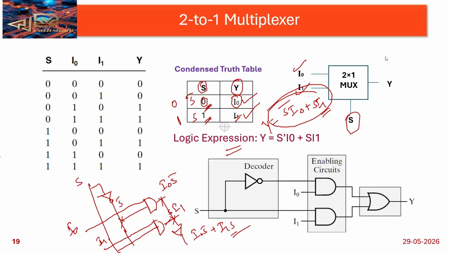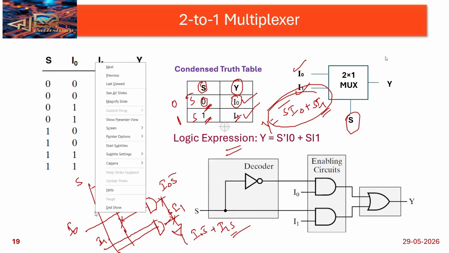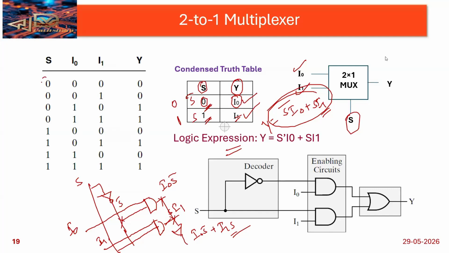See how many combinations we are having in a 2 by 1 mux. Select is 0, I naught is 0, I1 is also 0, then output I am getting 0 only. Select is 0, I naught is 0, I1 is 1, again I am getting 0 output only. Select is 0, I naught is 1, I1 is 0, then I'm getting the I naught value only at the output side during select equal to 0.